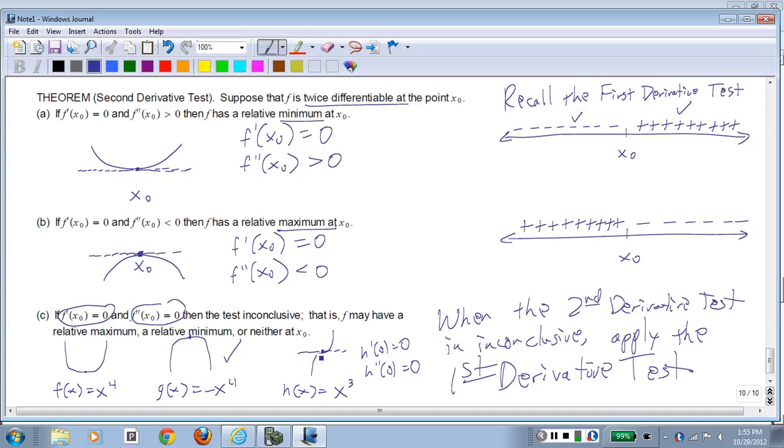And if we looked at this one, there would be pluses on both sides because it increases going in, it increases going out. And we would conclude neither relative minimum nor relative maximum if we applied the first derivative test. But sadly, the second derivative test would be inconclusive for any one of those three functions. So when it works, it works a little faster, more efficiently than the first derivative test. When it doesn't work, we fall back on the first derivative test.